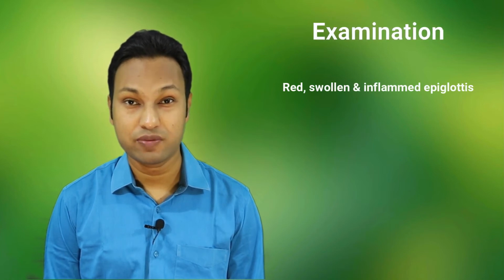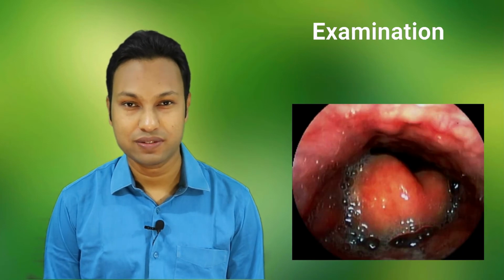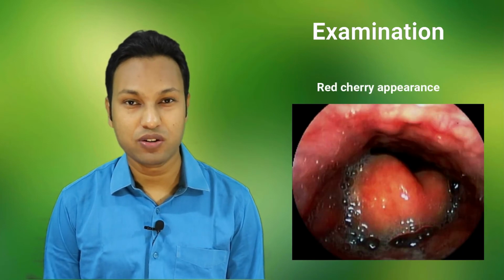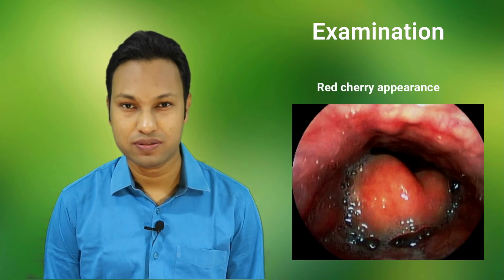Now come to the examination and investigation findings. On depressing the tongue with tongue depressor, we may see the epiglottis is red, swollen and inflamed and obscuring the view of the laryngeal inlet. This appearance is called red cherry epiglottis. Along with red swollen epiglottis, pooling of saliva is also seen around the epiglottis.